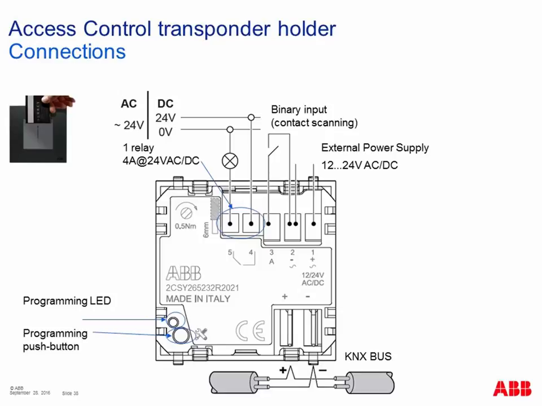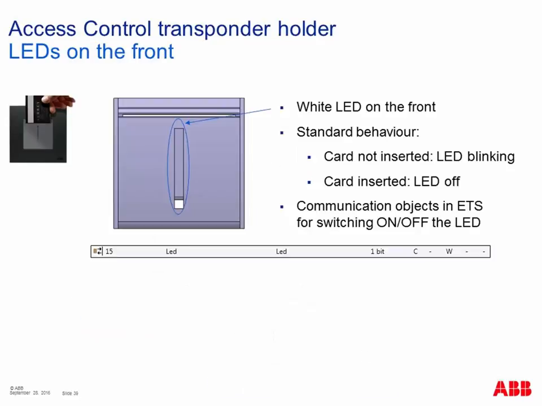So going into details, here is the real part of the transponder holder. You can see that it is very similar to the card reader, to the transponder reader. So we have the KNX bus connection here, the programming LED and the programming push button for KNX here. We have on the top right part the external power supply, and we have here the output 4 ampere 24 volt AC/DC and a binary input. So exactly the same configuration.